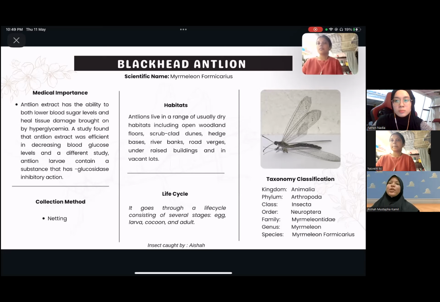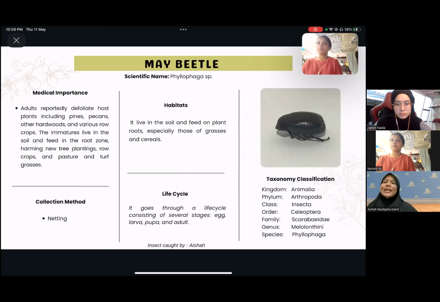The life cycle of the black-head antlion consists of several stages: the egg, larva, cocoon, and adult. So the last insect is the May beetle. The scientific name for the May beetle is Phyllophaga species. The medical importance of the May beetle is that the adults reportedly defoliate host plants, including pines, pecans, other hardwoods, and various wood crops.